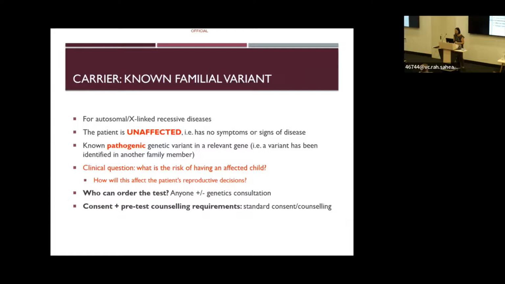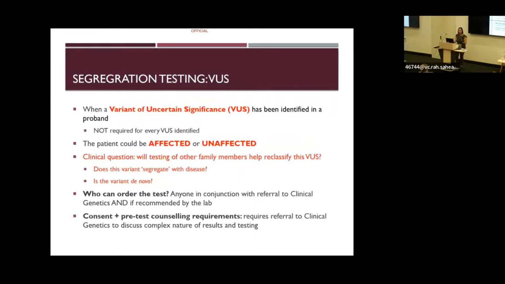Then the last category of cascade testing is segregation testing, and that's only for variants of uncertain significance where we've identified that VUS in a proband. So the patient could be affected or unaffected, and the whole point of segregation testing is, will testing of other family members help reclassify this VUS? Will this information give us enough data or evidence to be able to upgrade it to likely pathogenic, or downgrade it to likely benign or benign?